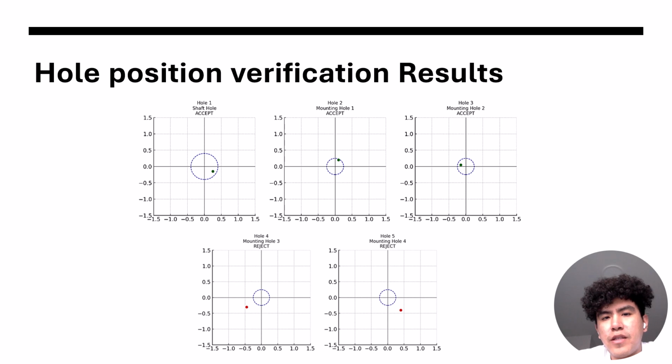So as we can see here, what I did was place it on the graph, and as we can see here, in the first 3 holes the test was approved, so they are accepted. But unfortunately, holes 4 and 5, which are this couple of holes right here, couldn't pass.